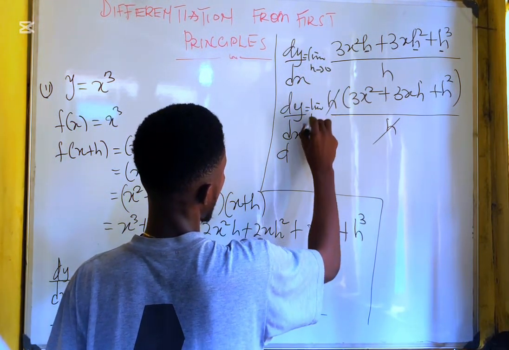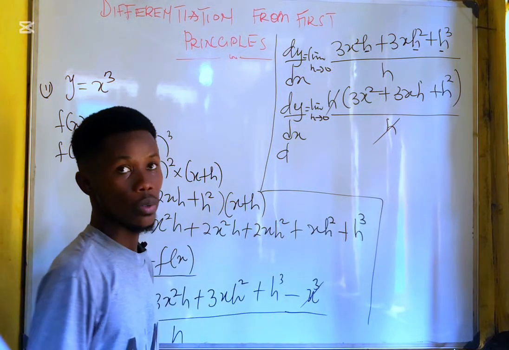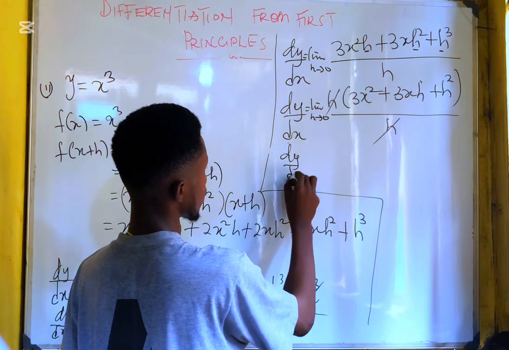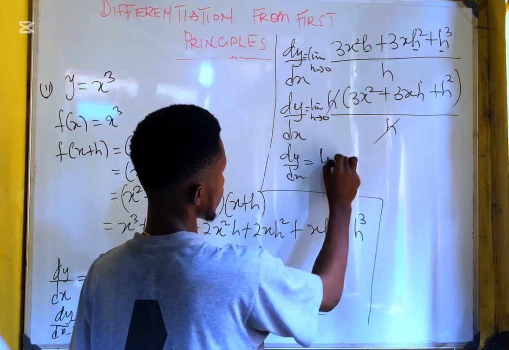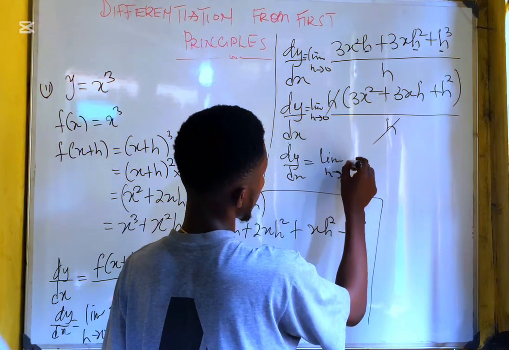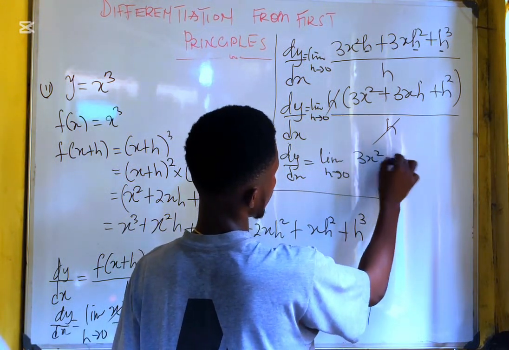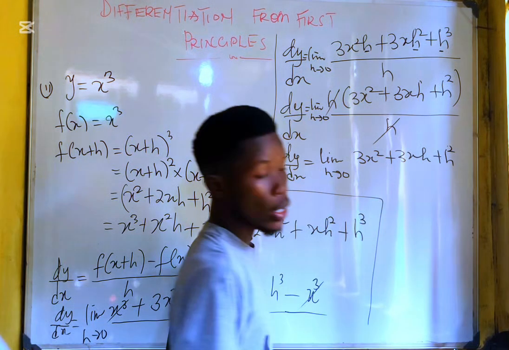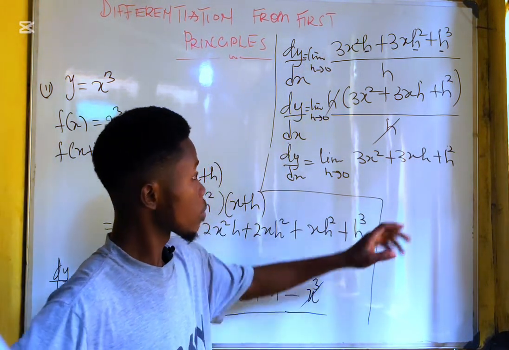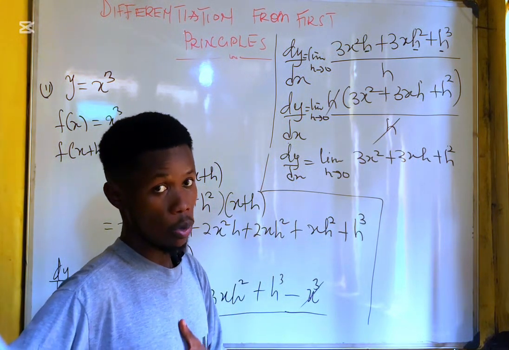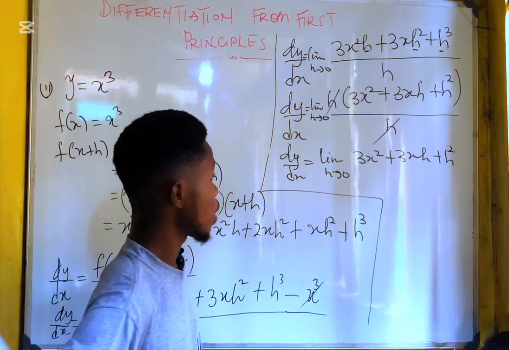The limit as h approaches 0. Don't leave out the limit, it is wrong. So dy/dx is equal to the limit as h approaches 0 of 3x squared plus 3xh plus h squared. You see the aim here is that we do this so that we can cancel the h out. If you look at the first one, we did the same thing that we applied there.